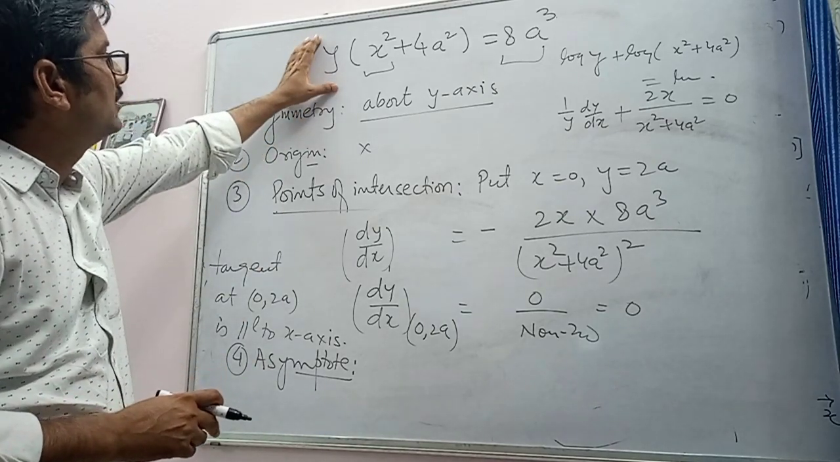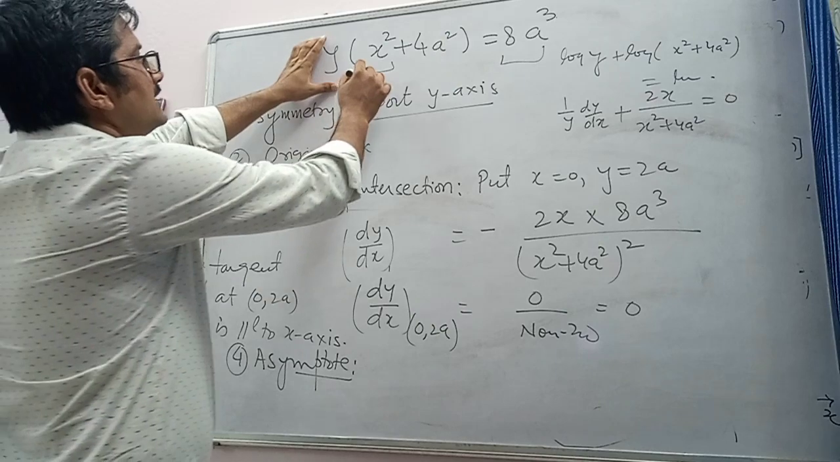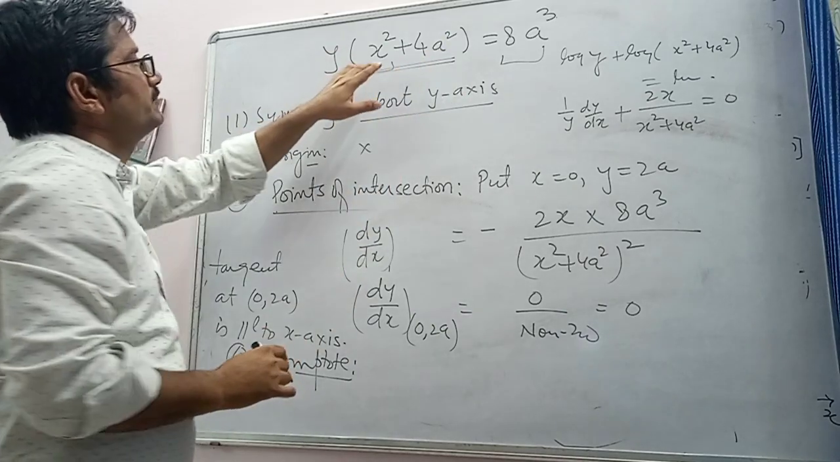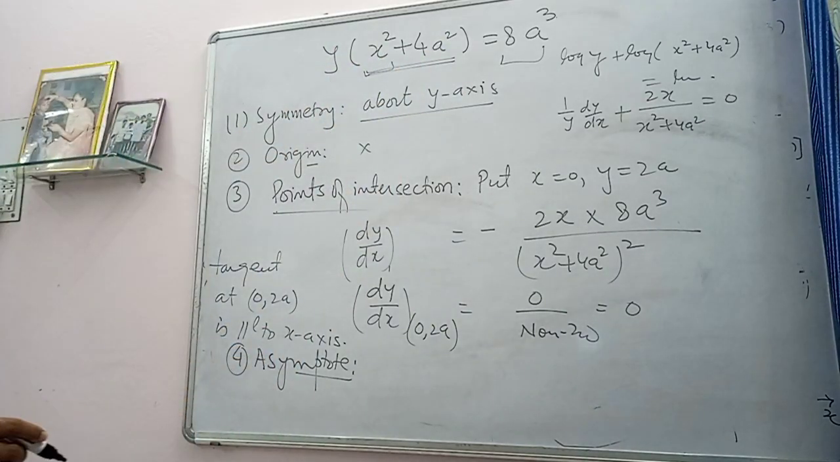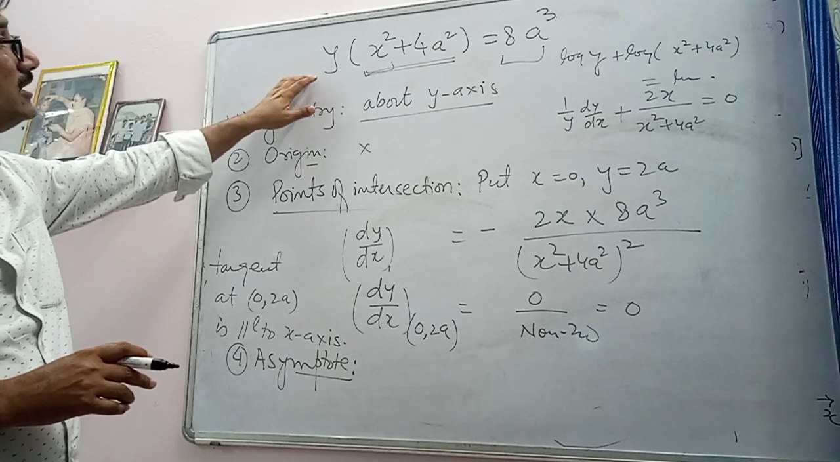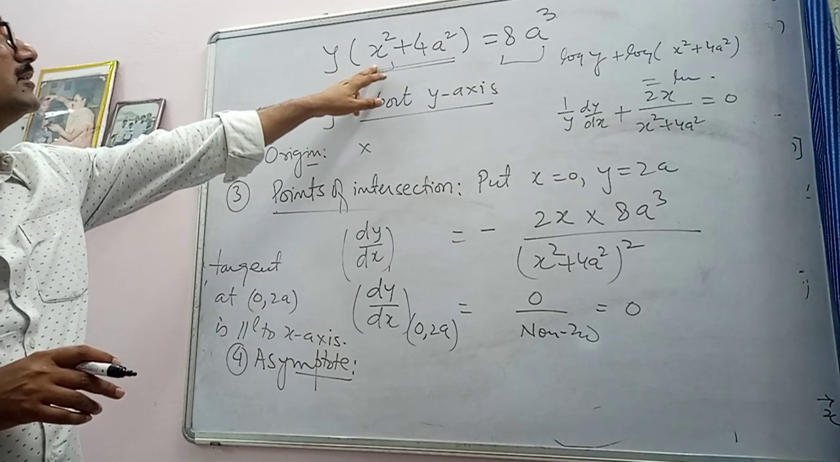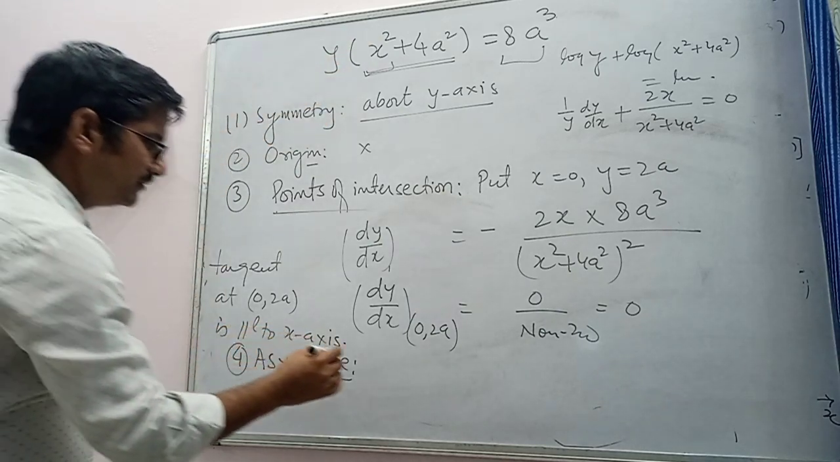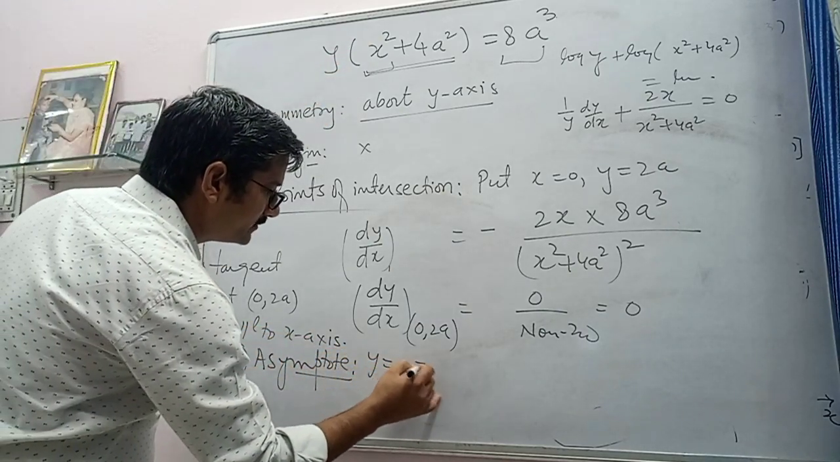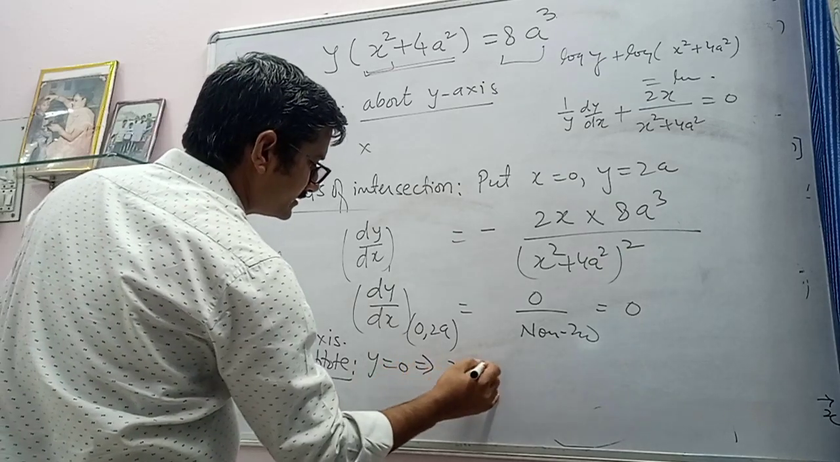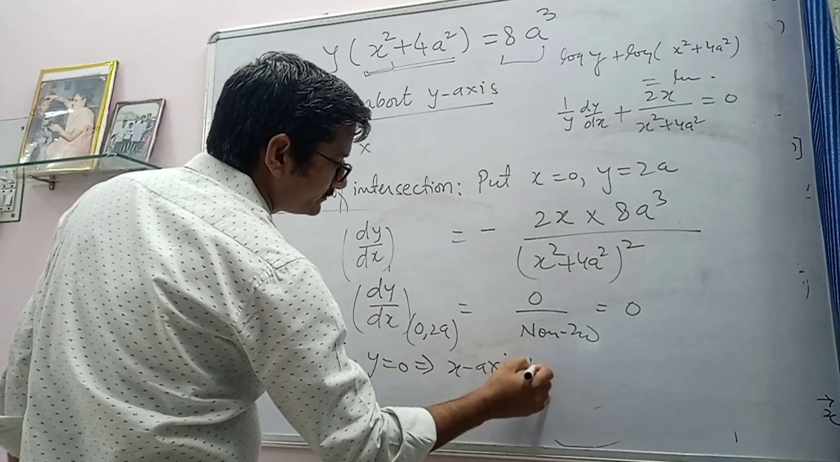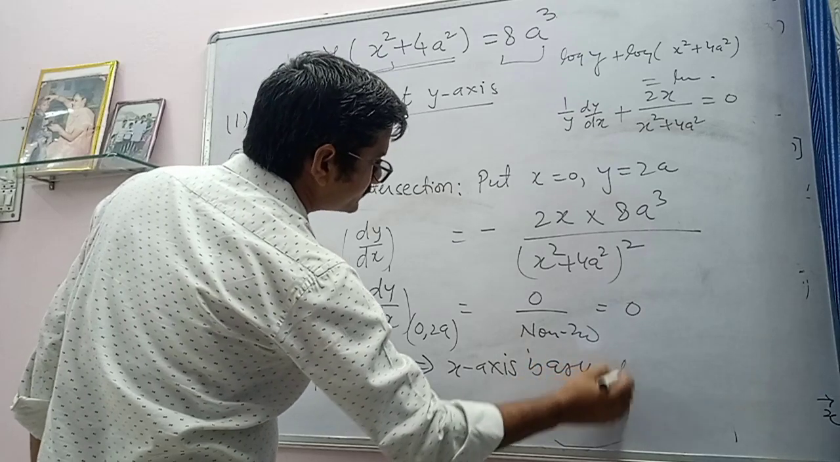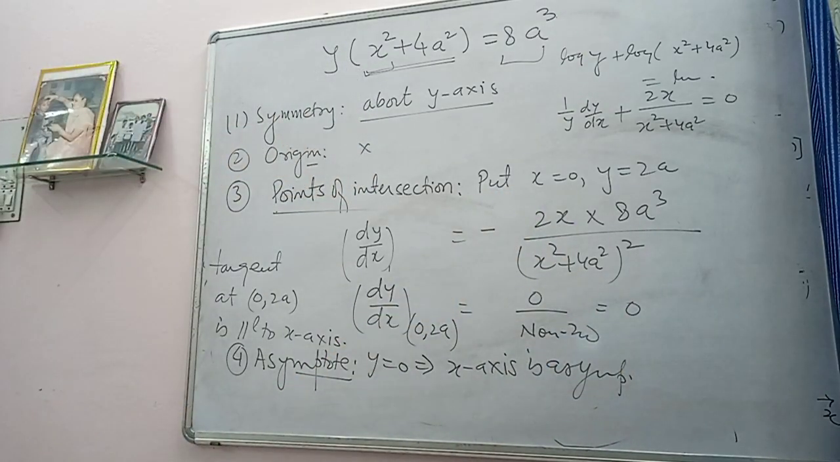So the coefficient of the highest power of y is x square plus 4a square. If we put it equal to 0, x square plus 4a square, we will get imaginary values of x. So it means two asymptotes are imaginary. And if we equate to 0 the coefficient of the highest power of x, so we put y equal to 0. So y equal to 0 means the x-axis is the asymptote of this curve. The x-axis is the asymptote.